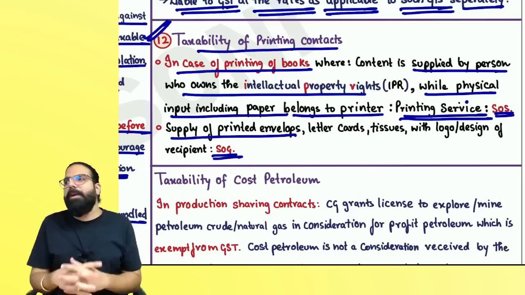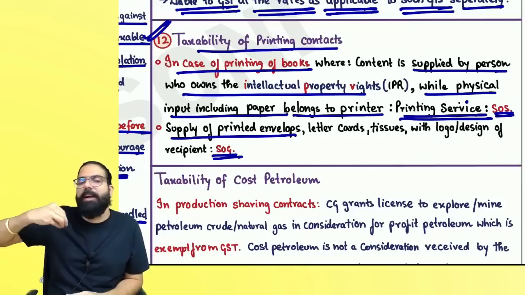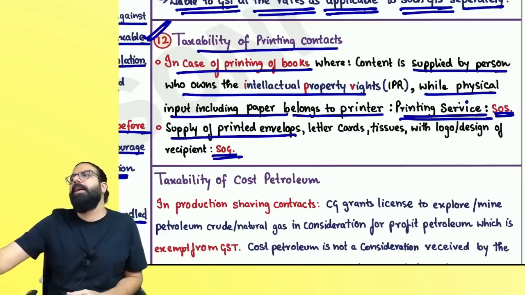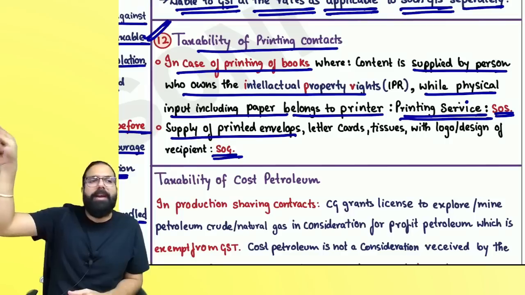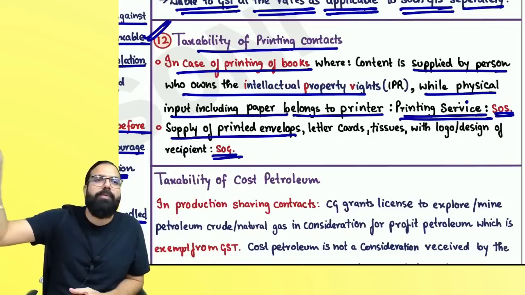Remember one thing: if somebody, to whom you have given your IPR, is printing that and giving it to you, he is giving you principally a printing service, and ancillary is the paper, ink, etc. And hence it will be a supply of service, which is printing service.